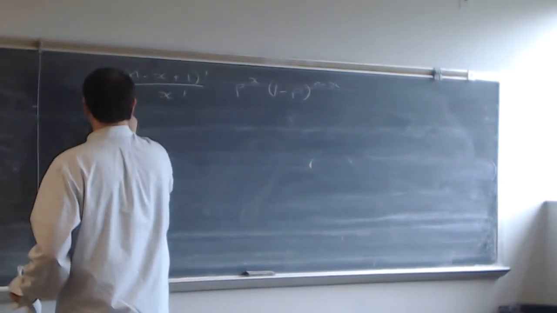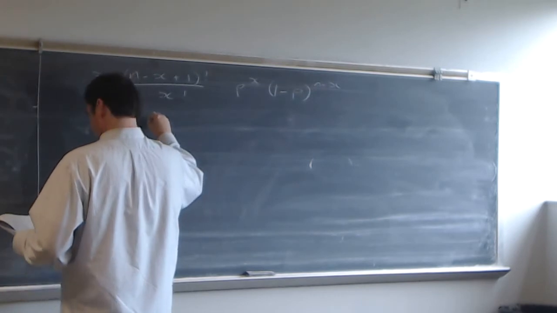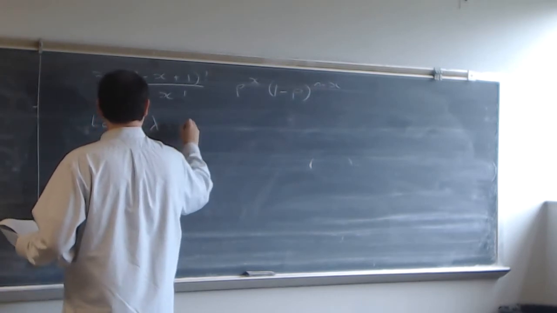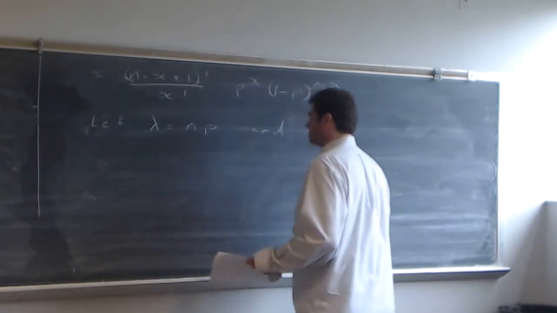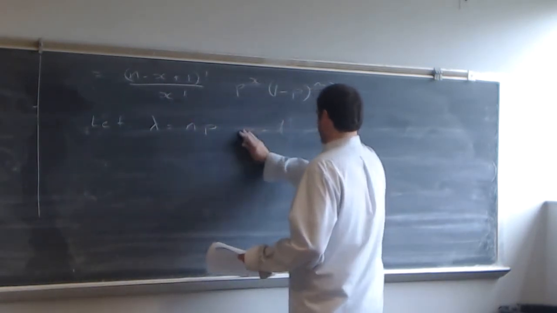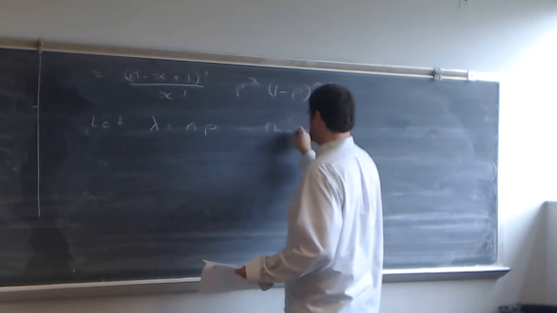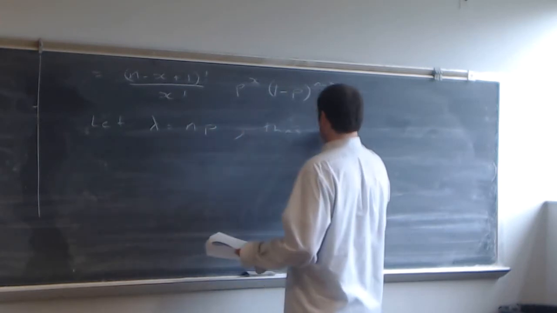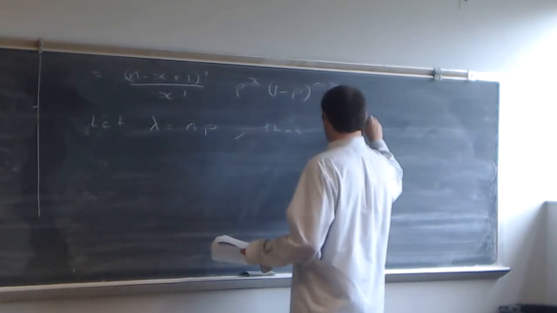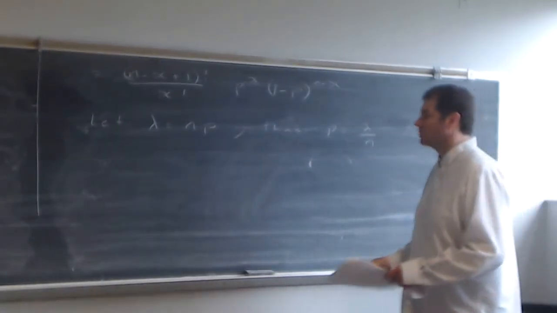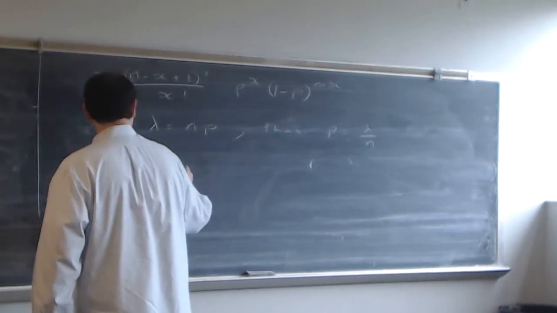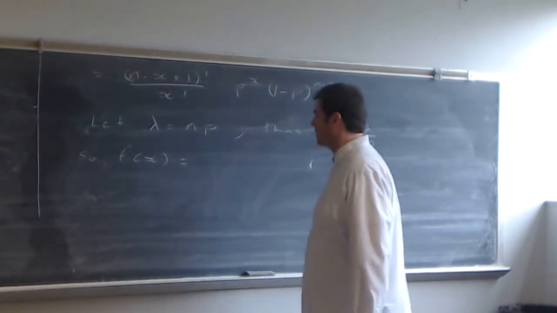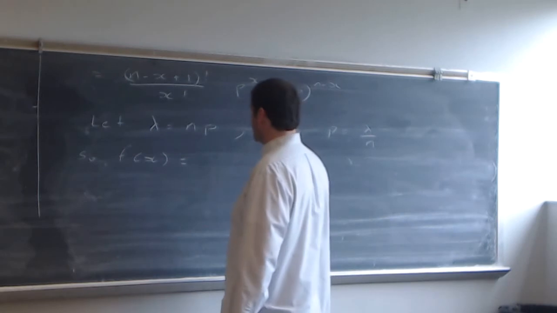Let's let lambda be equal to n times p, and thus p is equal to lambda over n. So the PMF for this binomial, making this substitution.